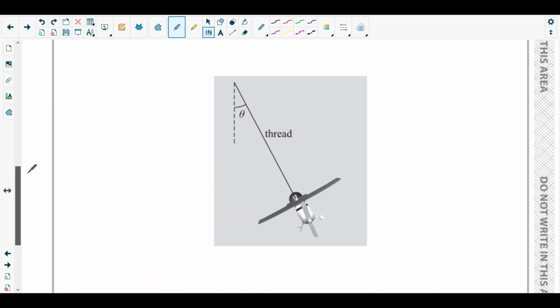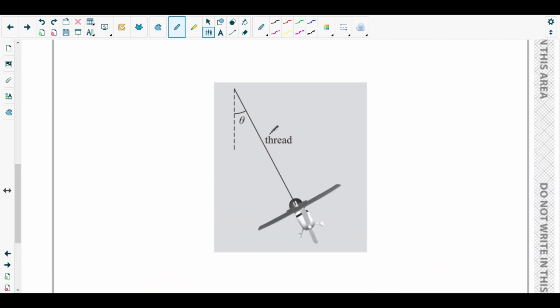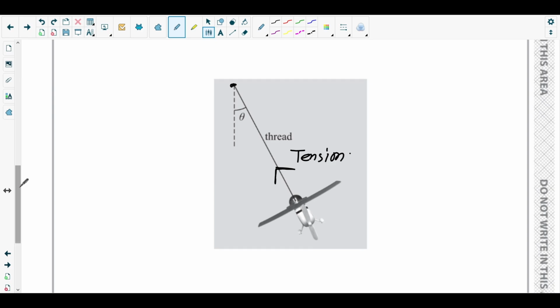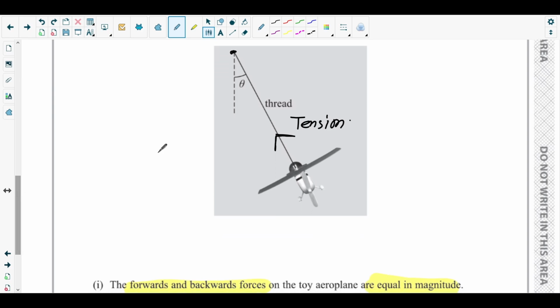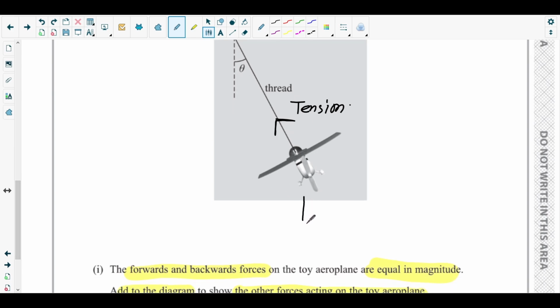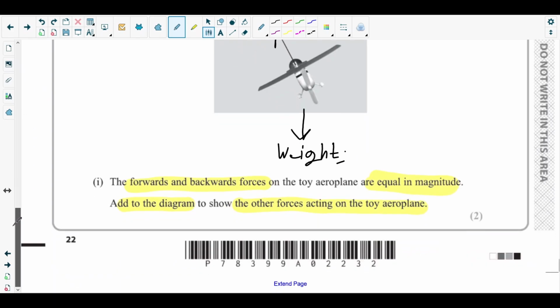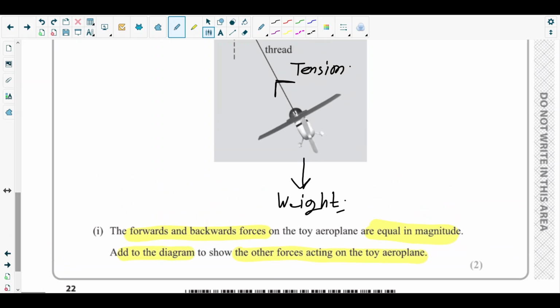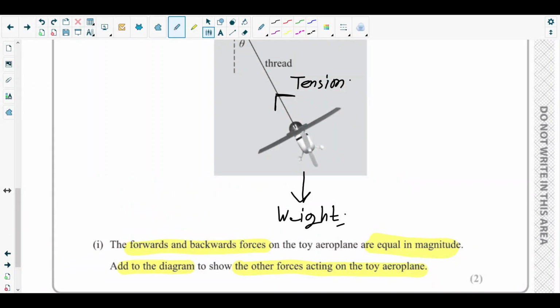What are the other forces acting on the aeroplane? Since it is threaded at a point, along the thread there will be a tension force acting on the aeroplane. So this is the tension, and the toy aeroplane has its own weight. Weight will be acting downward, so this will be the direction for weight. These are the forces acting on the toy aeroplane.